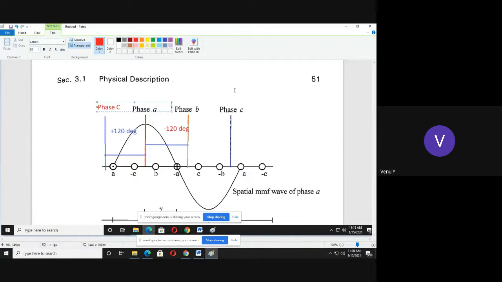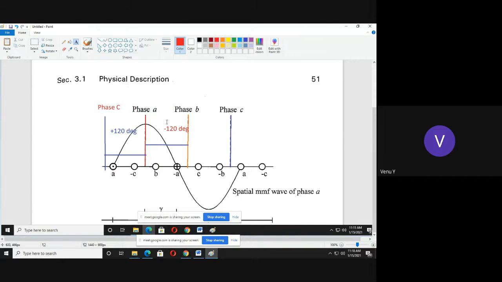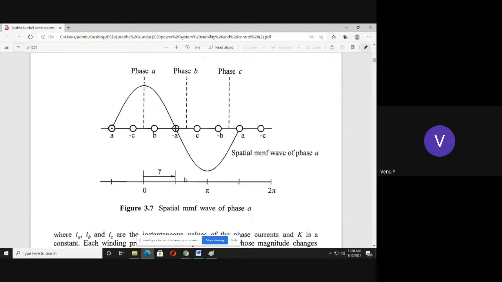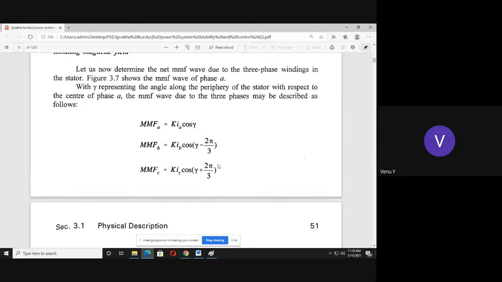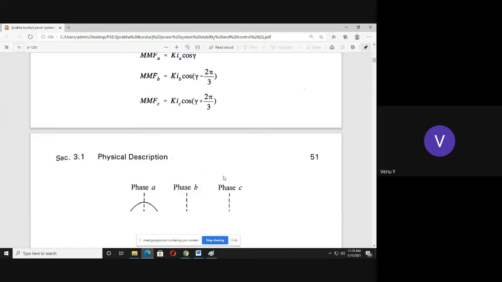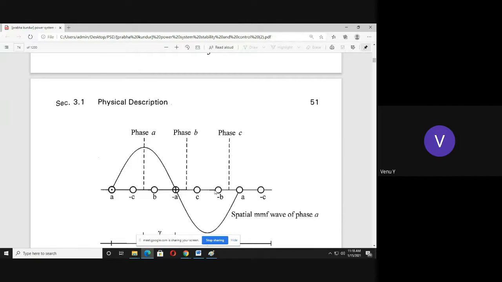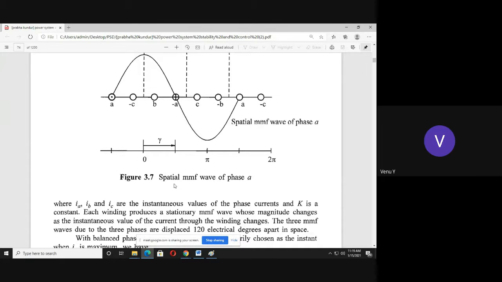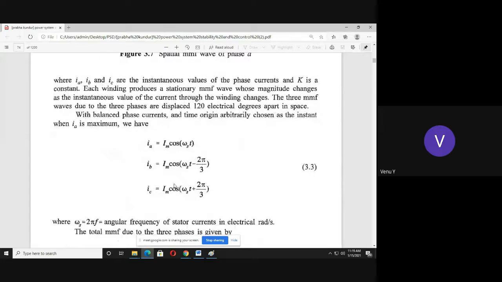Phase C, right? Minus 120, plus 120. The same thing is shown here. Minus 120, plus 120. This is the cos of angle, the spatial distribution, right? So similarly in time also, a balanced set of currents.